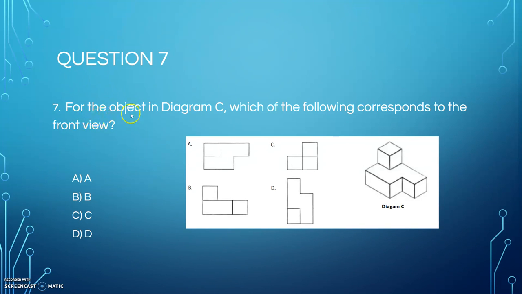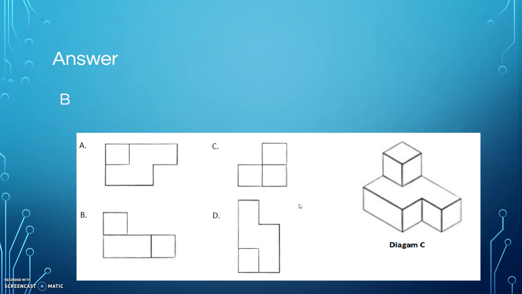Question 7. For the object in diagram C, which of the following corresponds to the front view? Is it A, B, C, or D? The answer is going to be B.